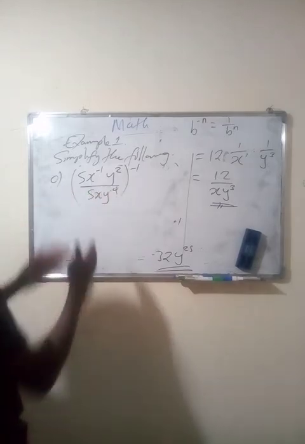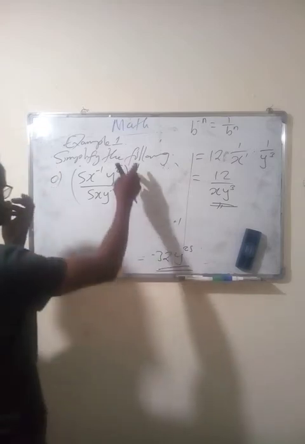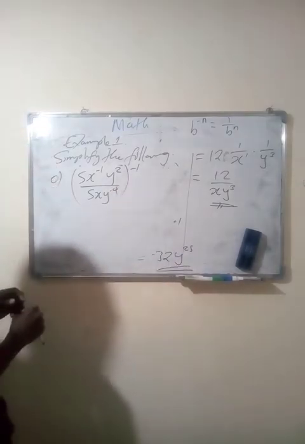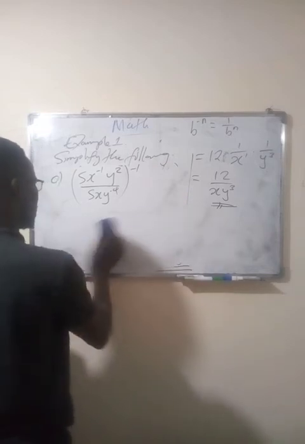So let's first deal with what is inside the brackets there. Remember, we are dividing. When you're dividing the same base, you subtract the powers. So here we have 5 divided by 5.